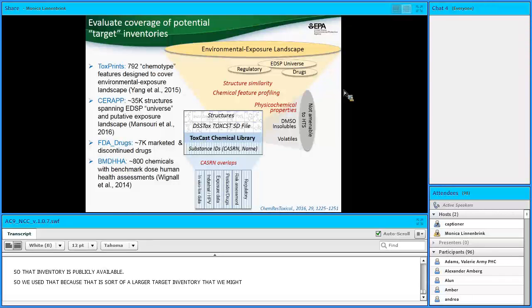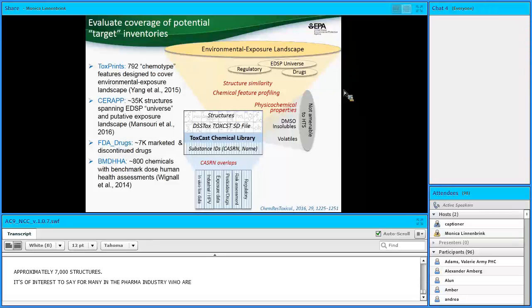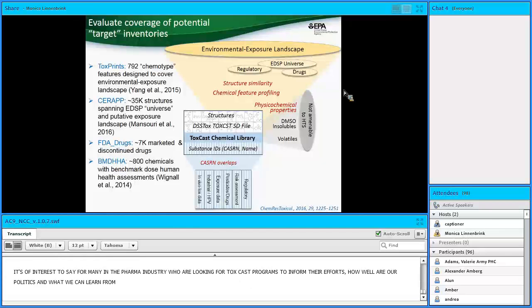FDA drugs, this was taken from the LeadScope program. It's publicly available. Approximately 7,000 structures were considered because it's of interest to many in the pharma industry who are looking to the ToxCast program to inform their efforts: how relevant are our chemicals, and what can we learn from ToxCast for the drug space. And finally, we have a data set of about 800 chemicals. BMD HHA was a publication put out by Vignal et al., benchmark dose human health assessments. These are the most data-rich risk assessment chemicals that we have, and so it's of interest to see how much coverage we have of that space as well.